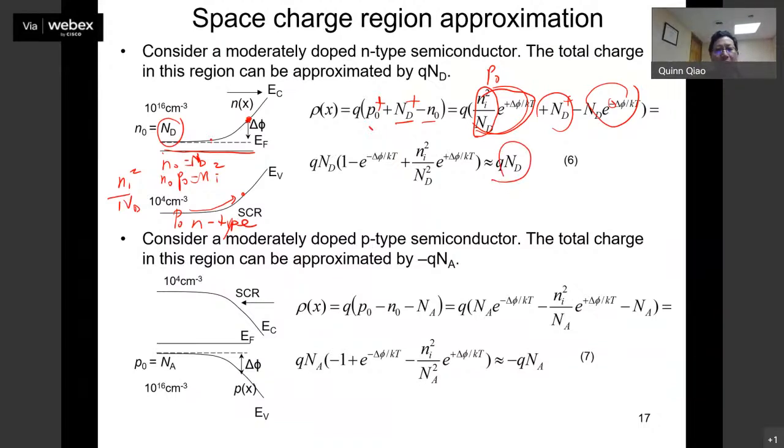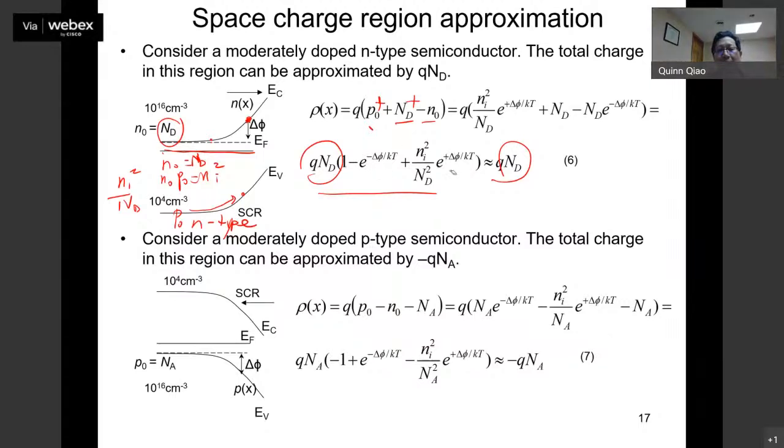So qNd, because you can take a qNd out. Look at this equation. You just take qNd out, okay? This one is ni squared over Nd here. And then this is 1 minus that. As delta phi gets farther away from here, this is big, right? So this guy will be canceled, right?